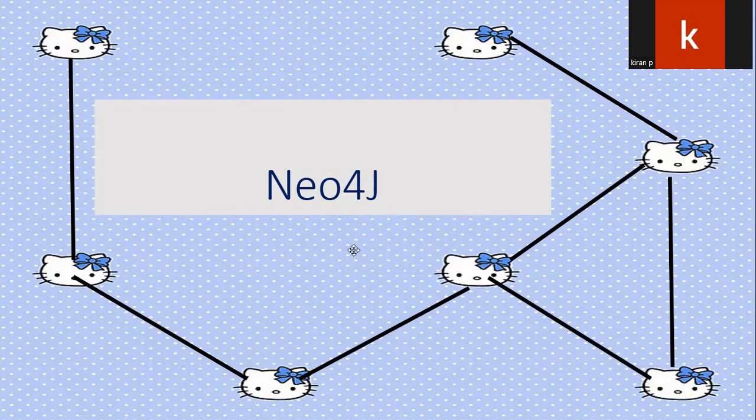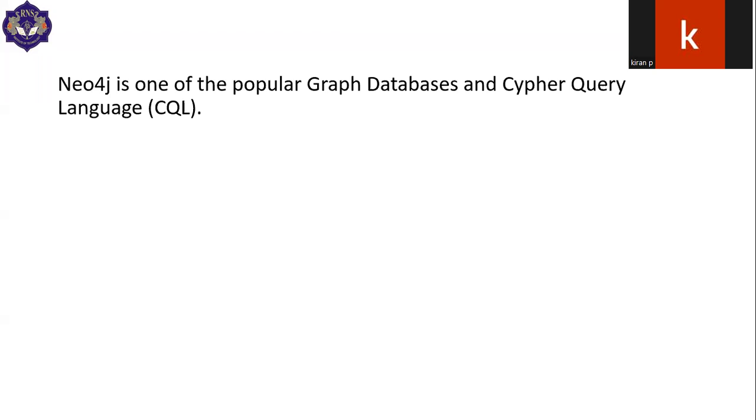Graph database is implemented by means of Neo4j. Let us try to understand what is the meaning of Neo4j and what language will be used for implementing graph database. Neo4j is one of the popular graph databases and it uses a language called Cypher query language for the construction of graph databases. Neo4j is actually written in Java.